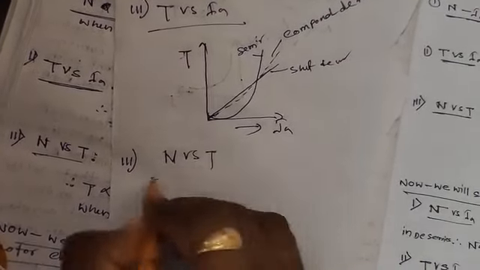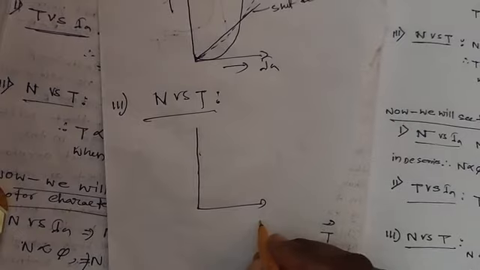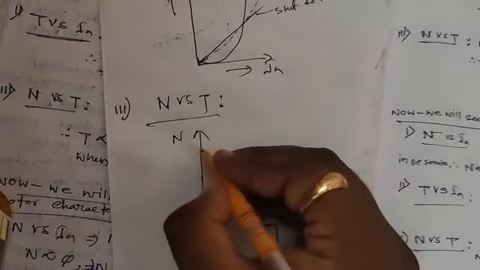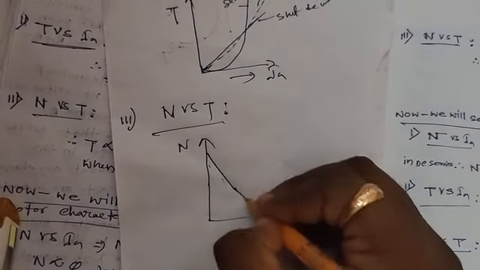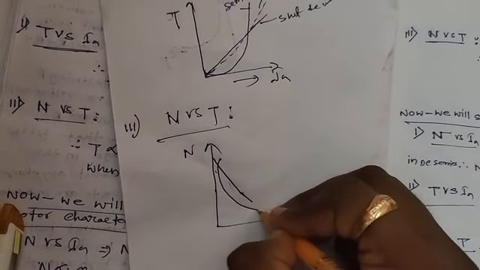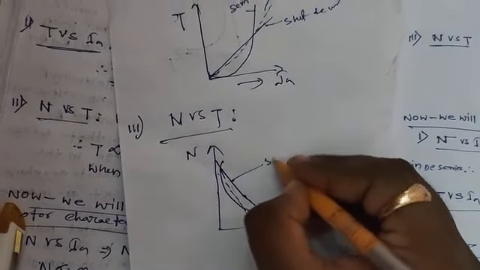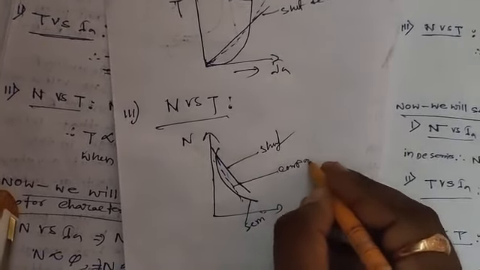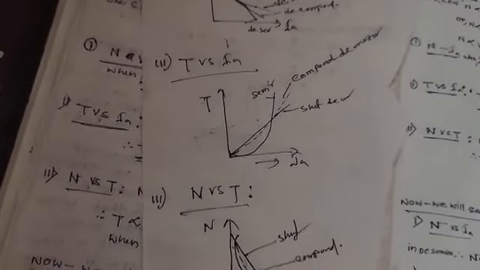Then we will draw speed versus torque characteristics. This is the torque, this is the speed, and the characteristic is the combined one. This is for shunt, this for series, this is compound. All of these curves are the DC shunt motor, DC series motor, and DC compound motor characteristics. Okay, thank you.